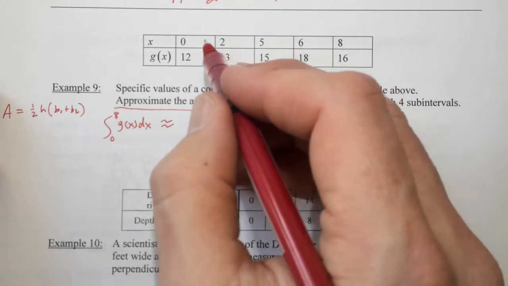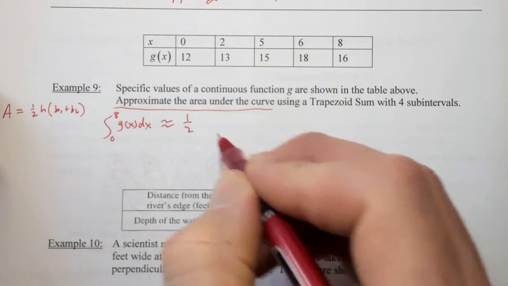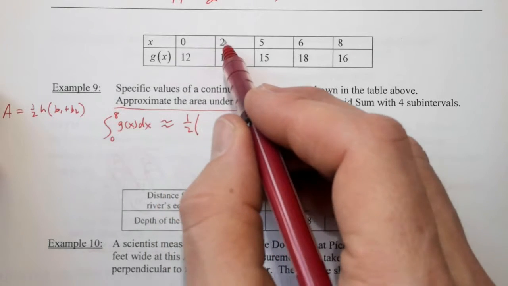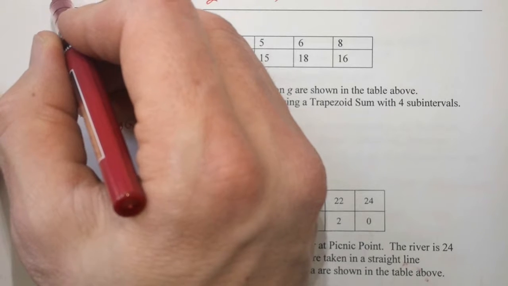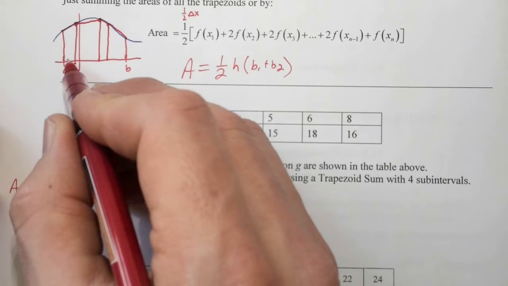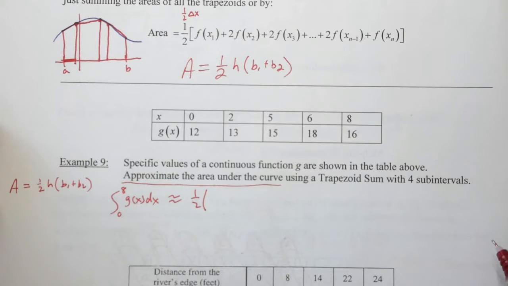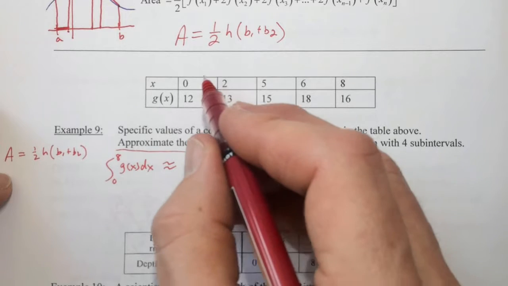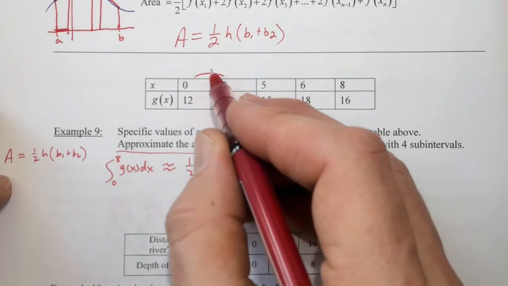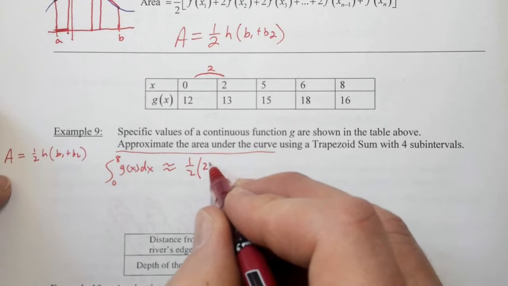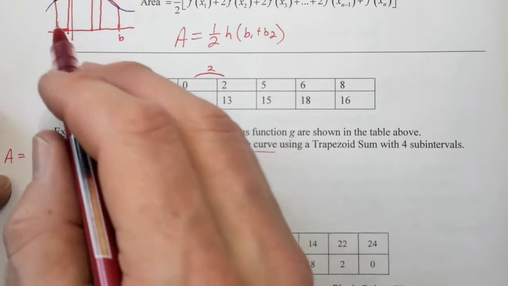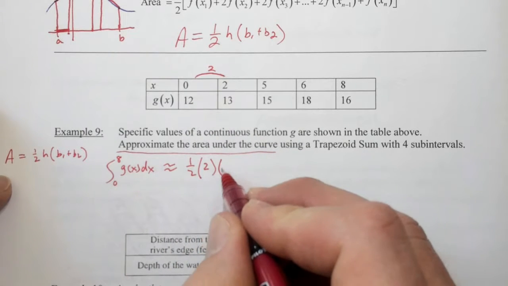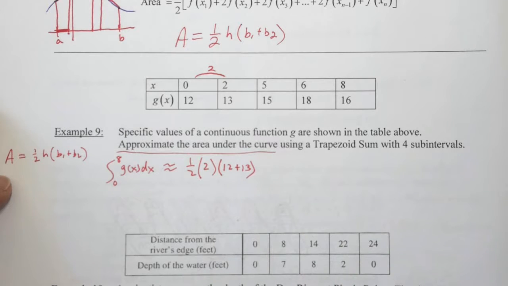So we have our first trapezoid. It's going to go from 0 to 2. All right, so that's 1/2. There's always 1/2 there. The height is the change in x. If this is the first part and this is the second part, the height is always the distance between the two bases. And the bases are the parallel sides. So we have 1/2, and the change in x is 2 units. So that's our height. 1/2 times 2, and then the bases are the two parallel sides, which are the two given y values, 12 and 13. So we've got 12 plus 13.